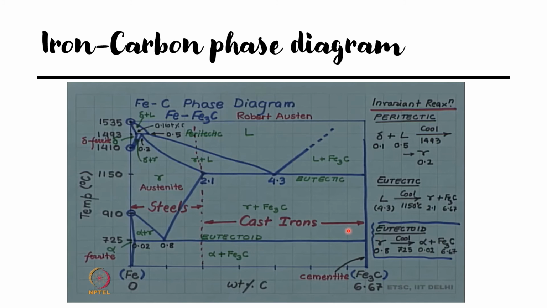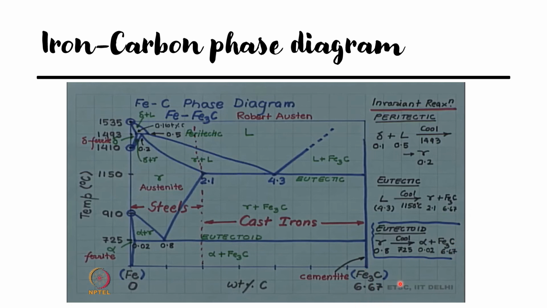While for eutectoid, we are getting this line. It is starting at this 0.8 percentage. That is gamma, and it's cooling till 725 degrees centigrade, basically this line, to form alpha at 0.02 percent concentration of carbon, plus Fe3C because it is ending here. You can see that in these two, Fe3C is a common point because this is the ending point and this is a uniphase.